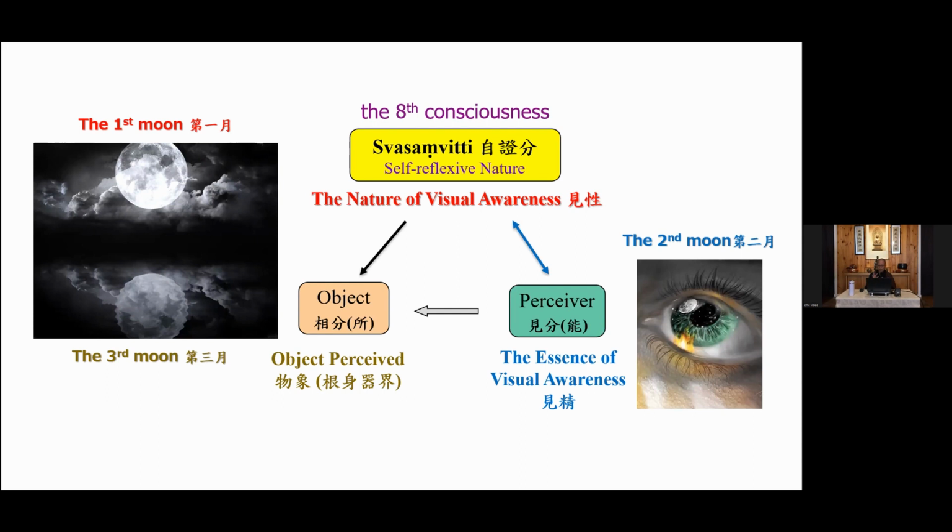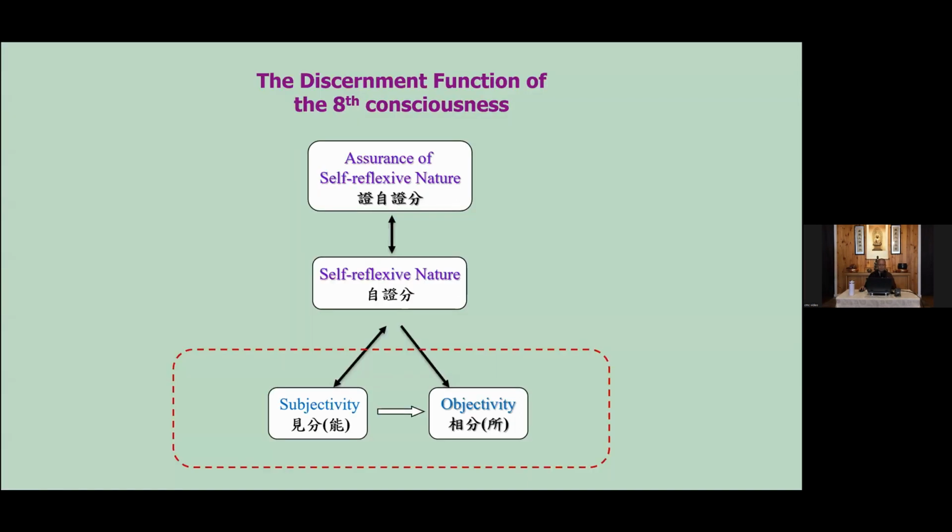Okay, so now Buddha points out that the subjectivity part and objectivity part are separated and they are not separated. They are separated in that subjectivity is subjectivity, objectivity is objectivity. They are not separated because they co-arise. They come at the same time. You cannot divide them. You cannot say the observer does not exist and the object exists, or the object does not exist and the observer exists. They coexist from the pure luminous nature of visual awareness, the self-reflective nature.